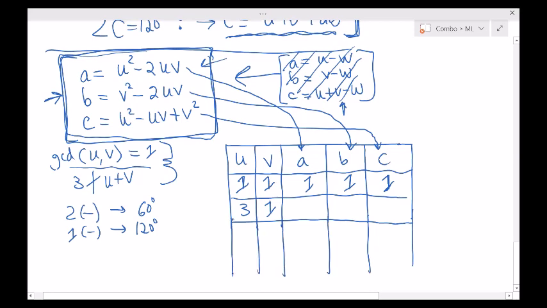Let me double check what 2, 1 leads to. If I plug in 2, 1, you get 0 minus 3, 3, which doesn't work. So try 3, 1. What do you get?